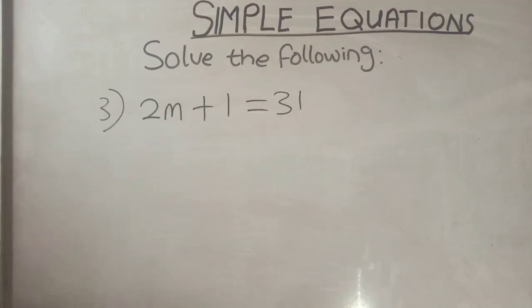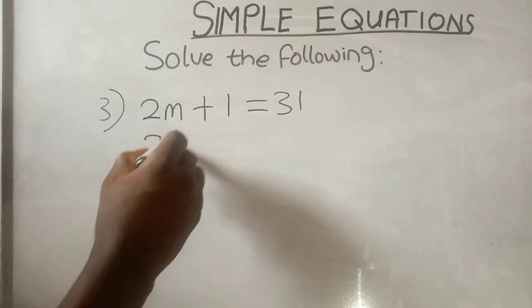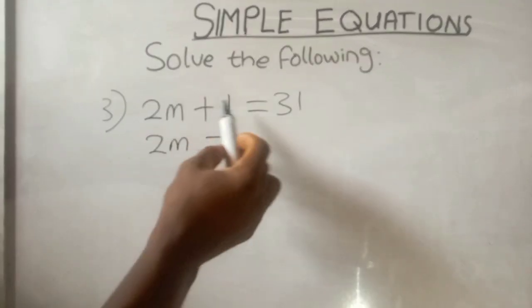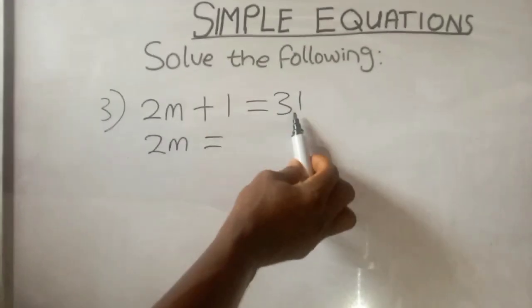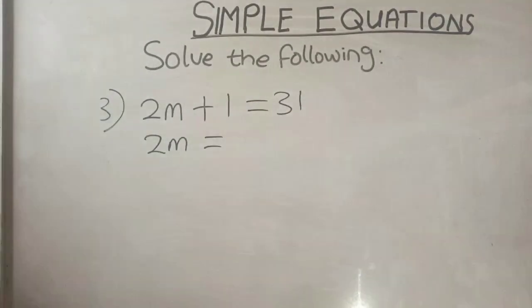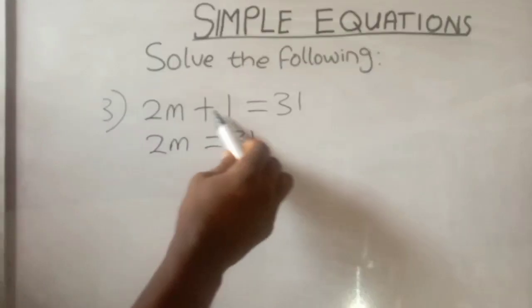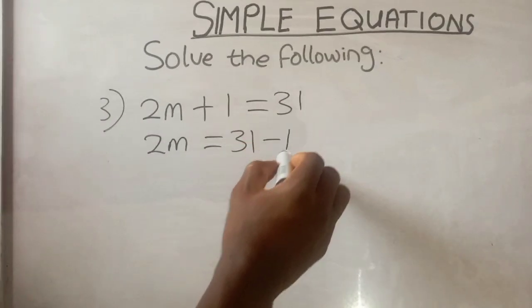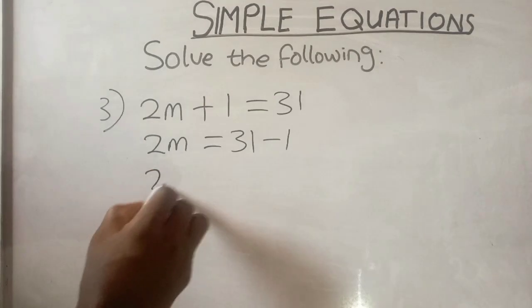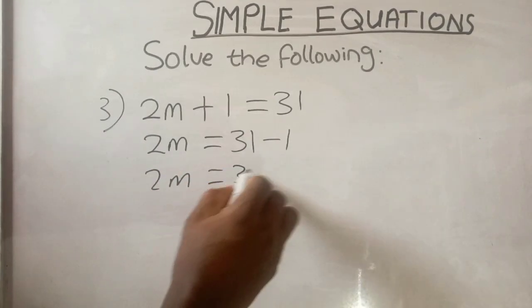Number 3, here we have another approach. So that would be 2m is equal to, remember, this plus 1 will have to move over to the other side because both this and that are constant values because they do not have any alphabet attached to them. So here we have 31. Then plus 1 crossing the equal sign becomes what? Minus 1. So we now have 2m is equal to 31 minus 1, which will give us 30.